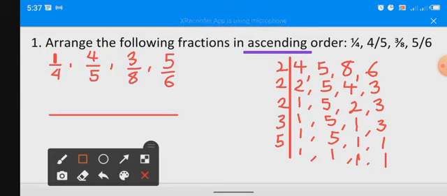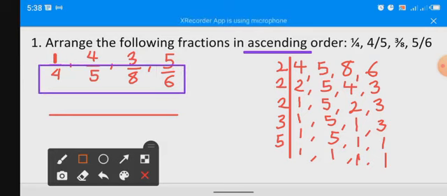Now in order to arrange these fractions, the first thing you do is find the LCM of the denominators, that is these denominators 4, 5, 8, 6. The LCM of the denominators is also referred to as the least common denominator. You've been taught how to find the LCM of numbers in previous videos, so I'll still use this to explain.